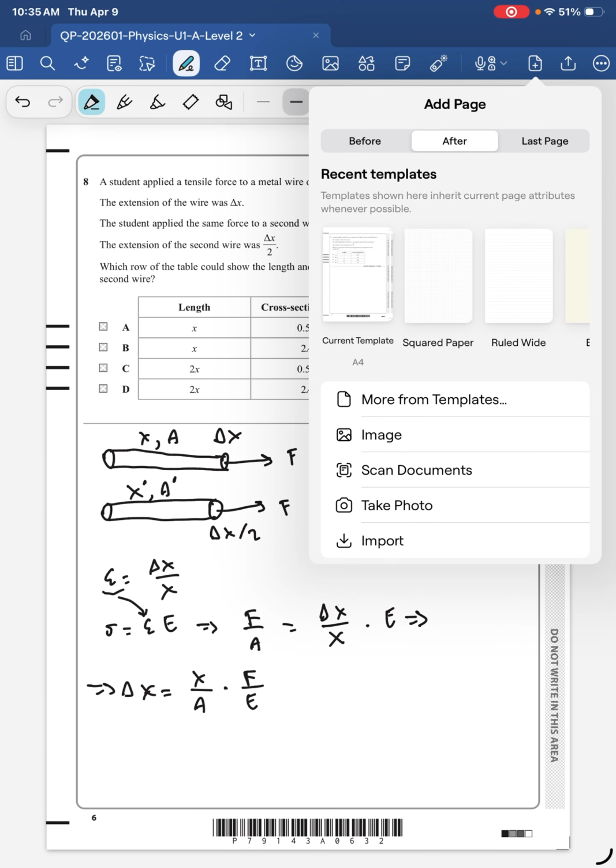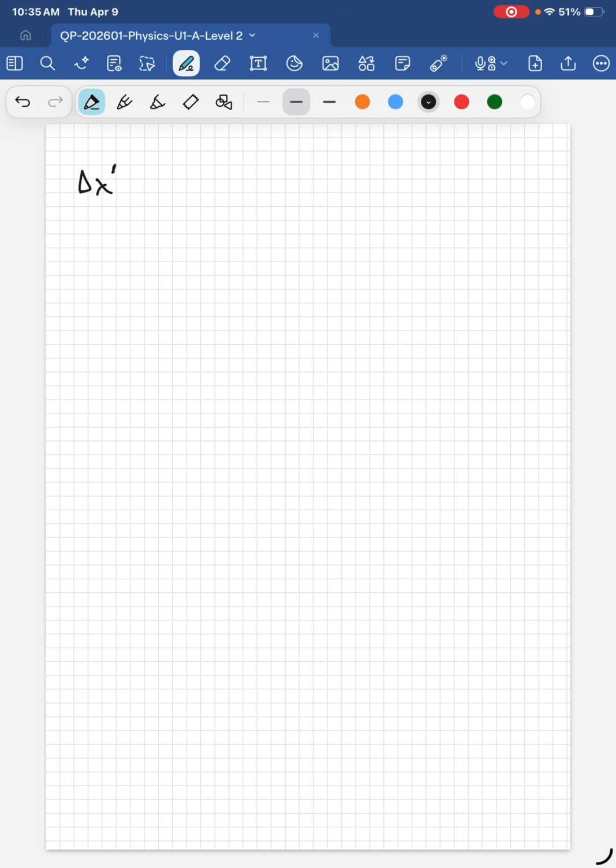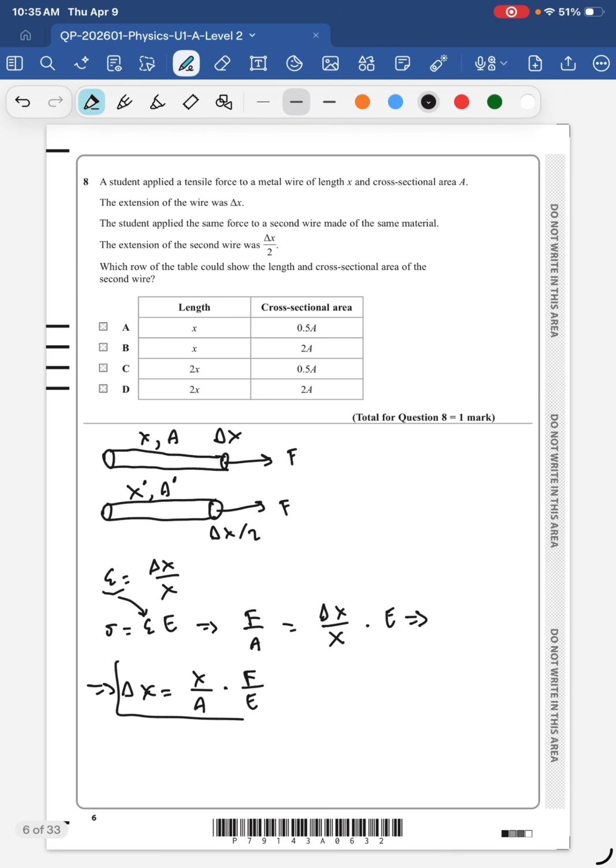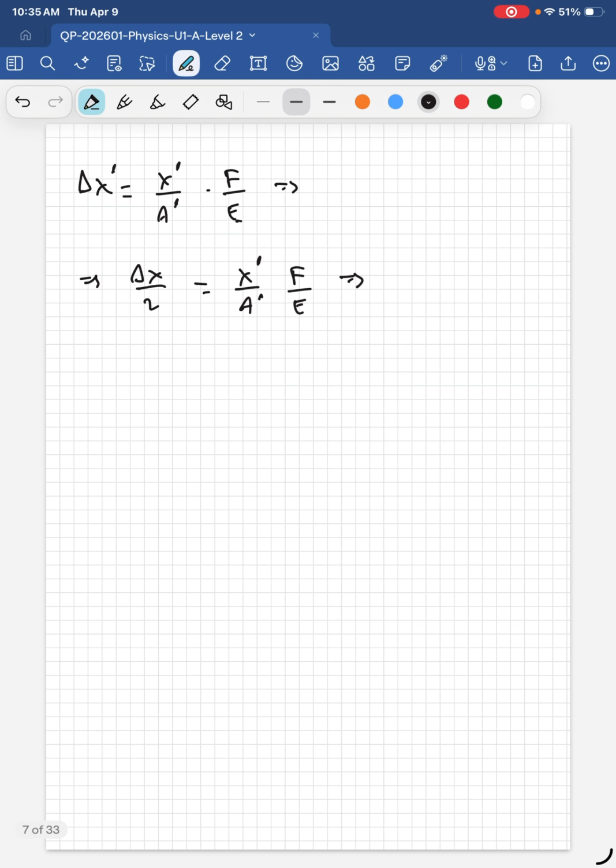Okay, in the second case, and I'm going to use a clean page, for the second wire, delta X prime is going to be X prime over A prime, the new length and cross-sectional area, times force over the Young's modulus, because these two quantities are the same. We apply the same force, we have the same material. The same material has the same Young's modulus. Okay, but delta X prime is delta X over 2, right? And this is equal to X prime over A prime times the force over the Young's modulus. But now delta X is known from here, right? So we can plug in to the left-hand side.